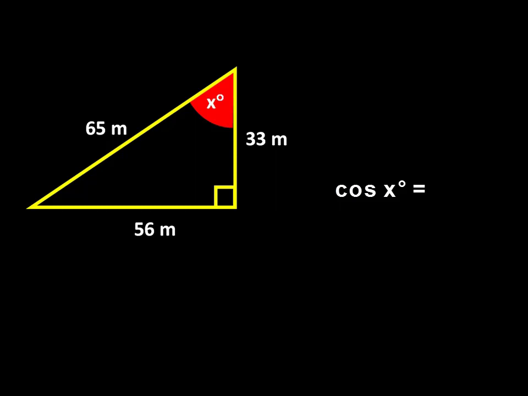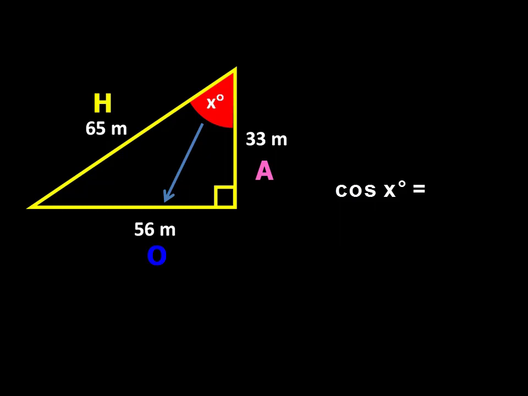In this question we want cosine x. Before we can do that, we must label the sides. The longest side is 65, and we know it's called the hypotenuse, letter H. The side opposite to angle x is 56, so it's the opposite, or letter O. And the third side, 33 meters, is called the adjacent, letter A.